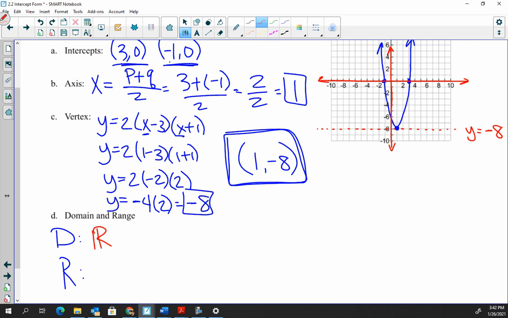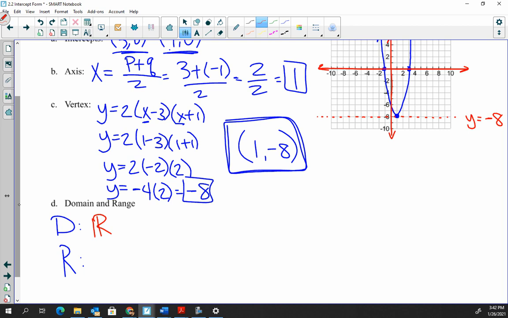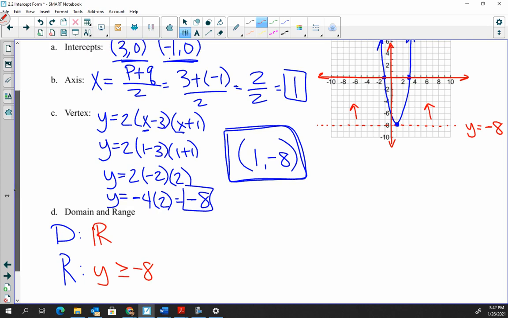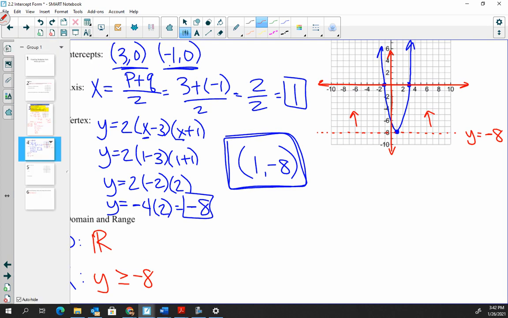I'm going to write that as an inequality. I need all the y values that are above that cutoff line, all the y values that are above y equals negative 8. So I need y's that are greater than or equal to negative 8. There's my domain and range. Okay, one more example for this video, and we'll wrap it up.